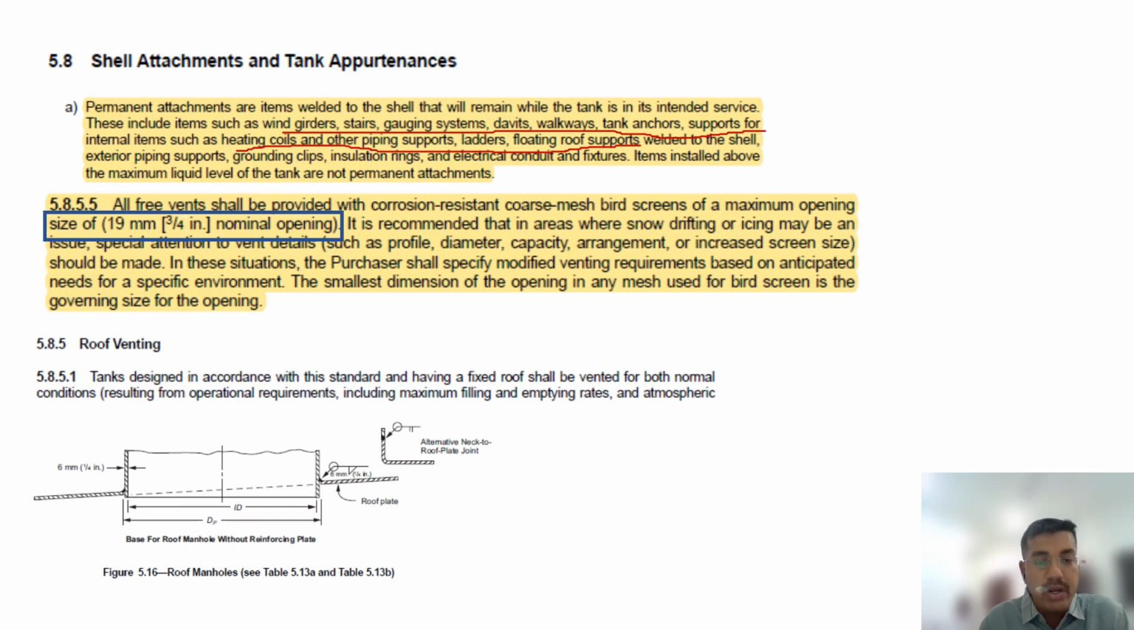Okay, it is not so important how the attachment is there, how the welding is to be done. Roof venting: why is roof venting required? You may know about vacuum creation, okay? The vacuum is created for two reasons.